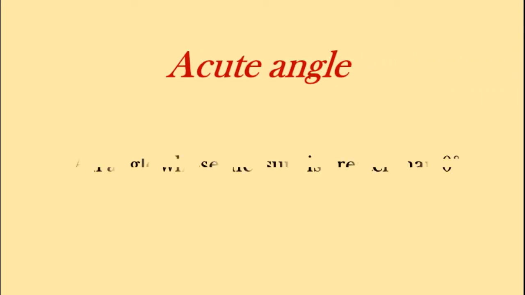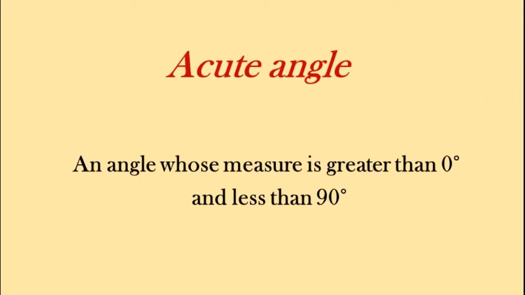Starting with the first, acute angle. So what is an acute angle? An angle whose measure is greater than 0 degrees and less than 90 degrees. It means that the angle's measure lies between 0 and 90 degrees. And what is the important thing to note? It should not be equal to 90. So very important: the angle's measure is bigger than 0 but less than 90 degrees, but never equal to 90 degrees. Such an angle is called an acute angle.